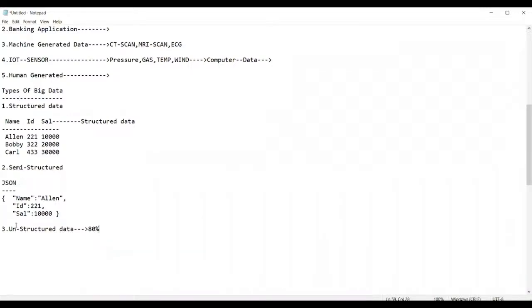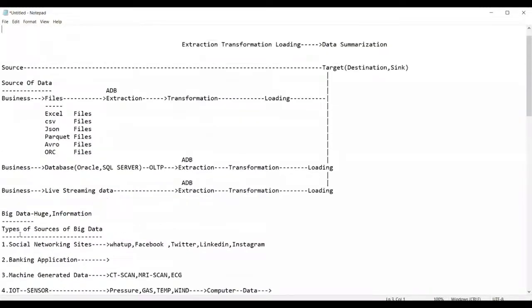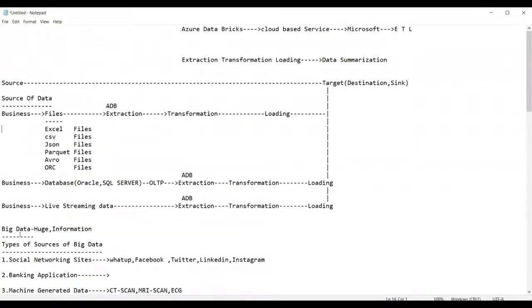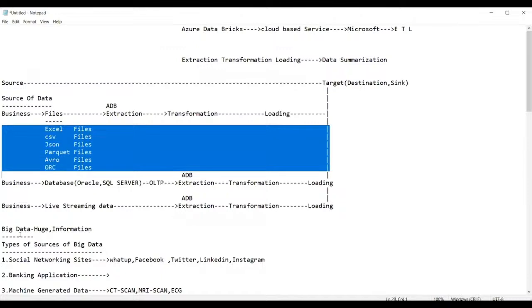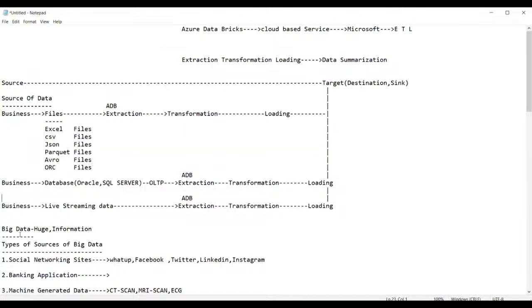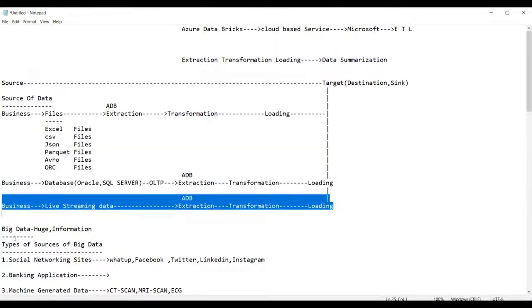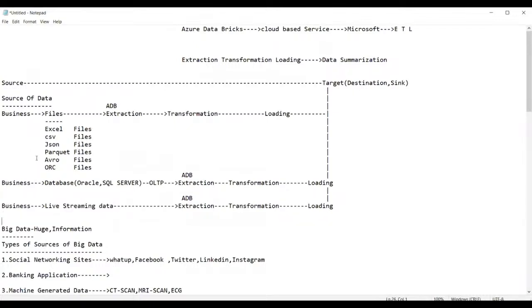So guys, these are the types of big data we can have: structured, semi-structured, and unstructured. And these can be placed into files, or into databases, or we can extract them from live streaming for further processing. So this is how the entire structure works.